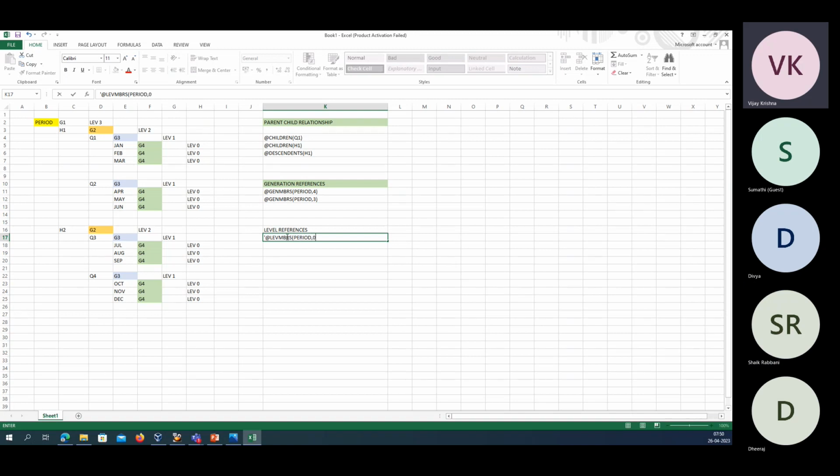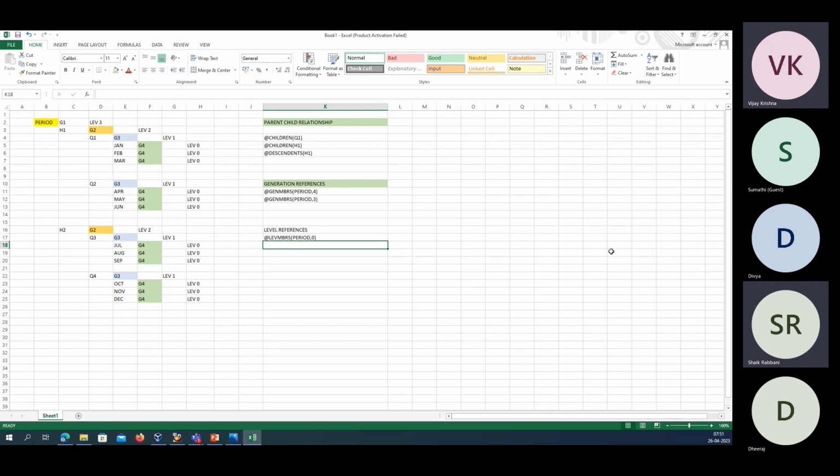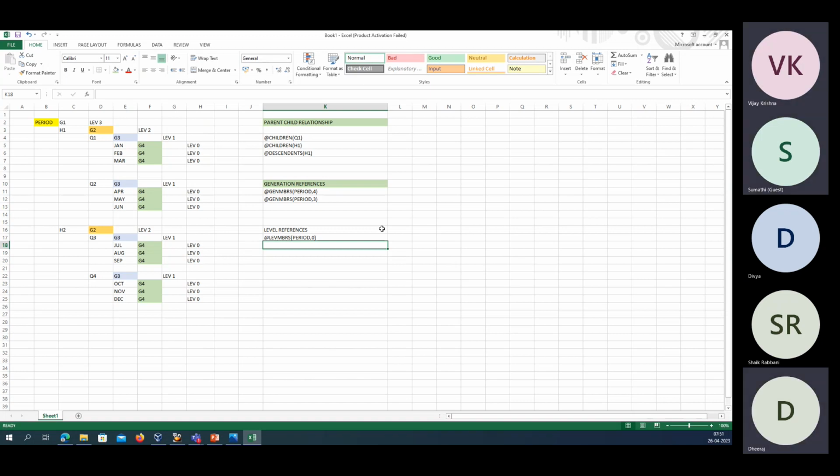Now if I ask the system, give me the level members from my period dimension, give me all level 0 members. Which members am I referring to? All the level 0 members means all the months, not just October, November, December. So we are referring to all the months.